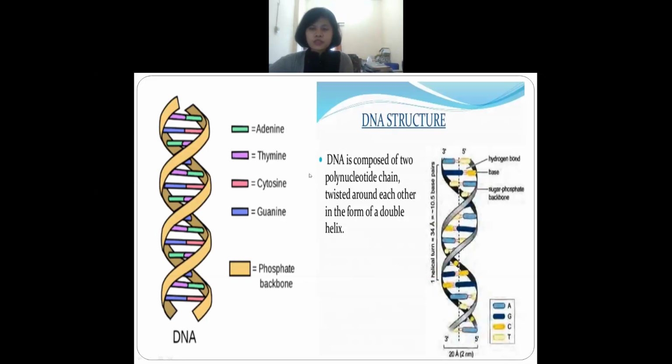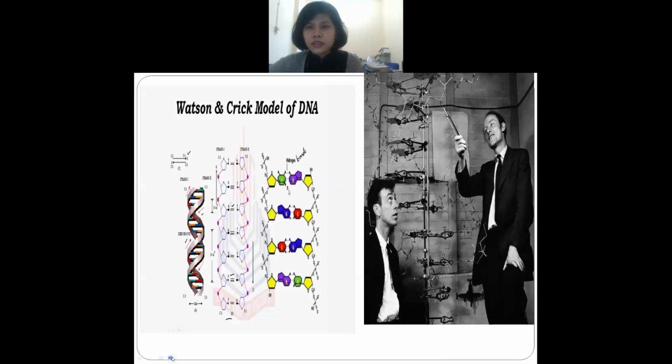This is the DNA structure. So in the DNA, you have two polynucleotide chains, which are twisted around each other. This one, both sides, and they are double, you can see. This is the DNA. And Watson and Crick are the names of the two scientists who found out the model of DNA.